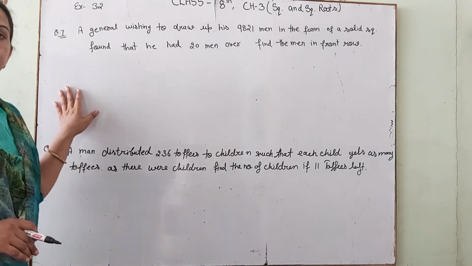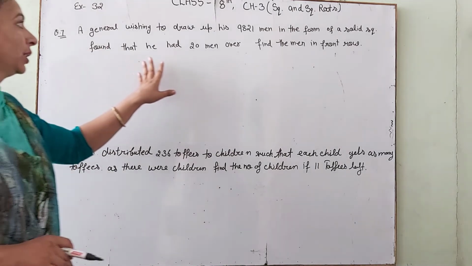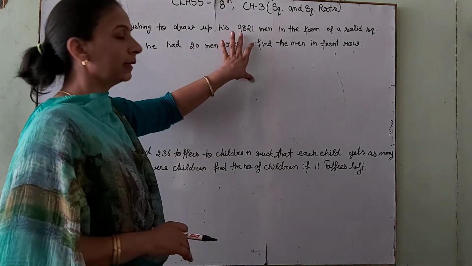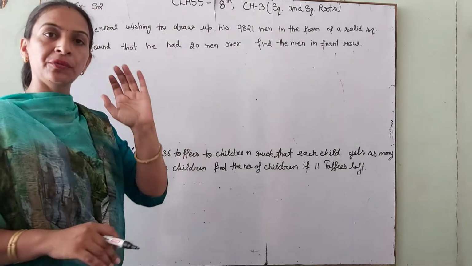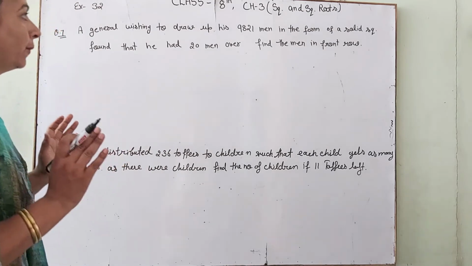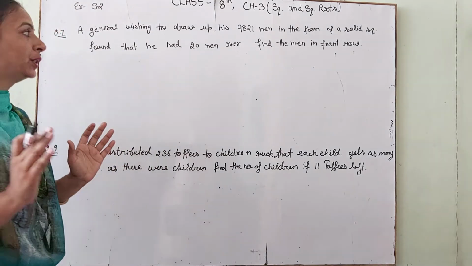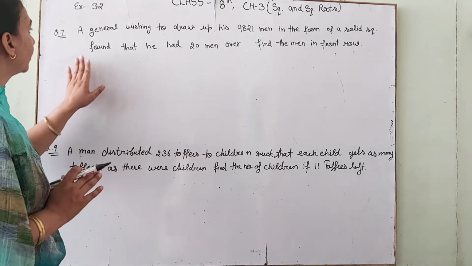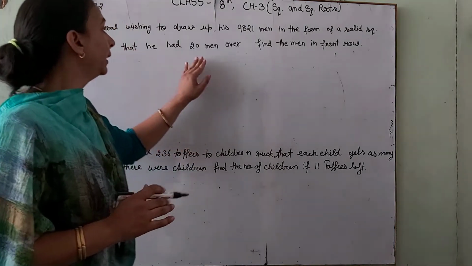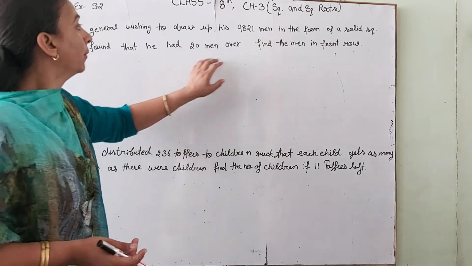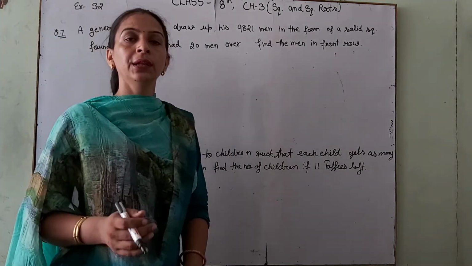Then question number 7. A general wishing to draw up 9,821 men in the form of a solid square. He wants to make a solid square. He found that he had 20 men over. Find the men in the front row.